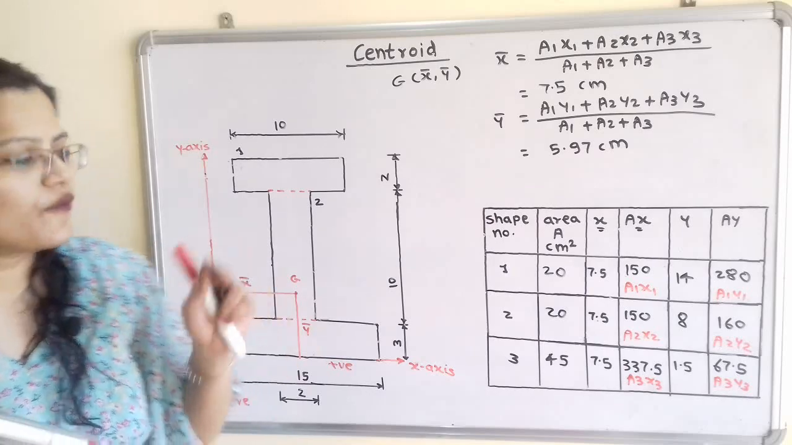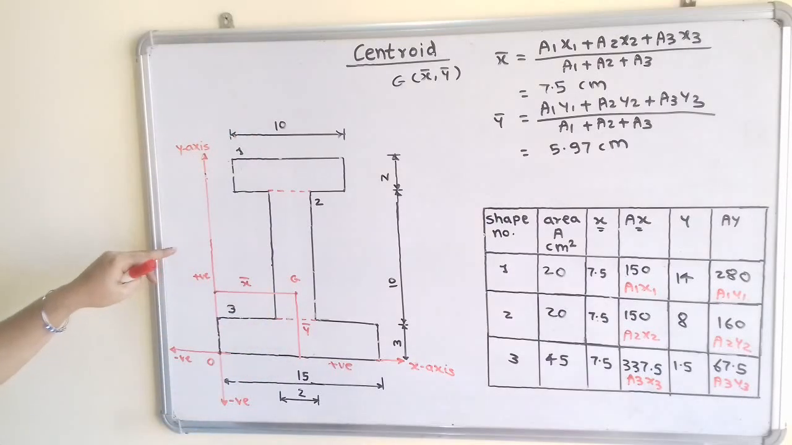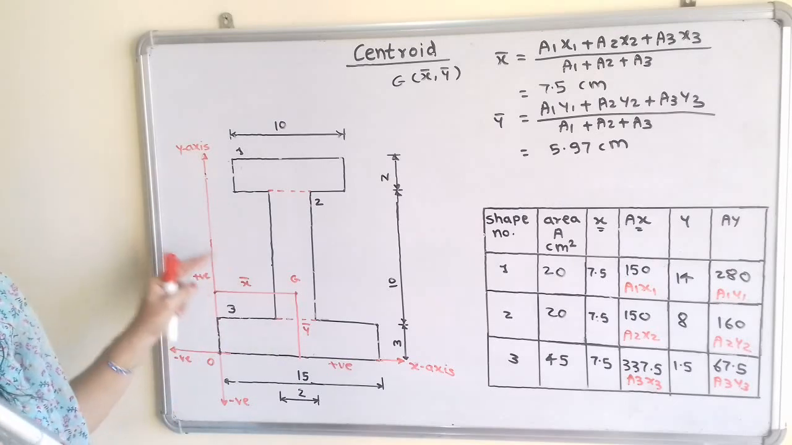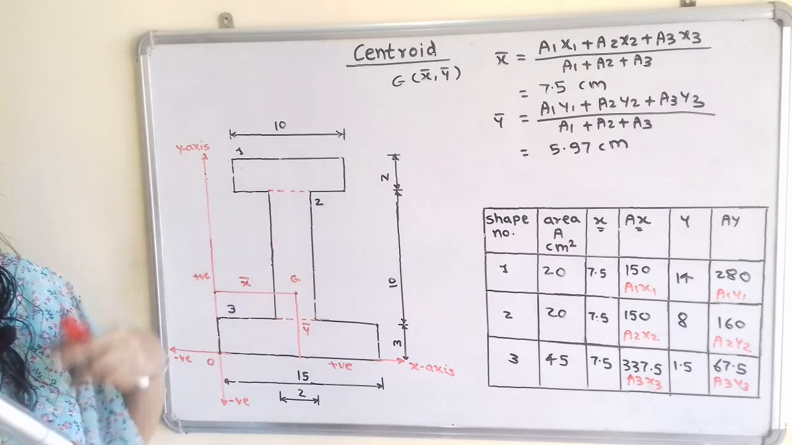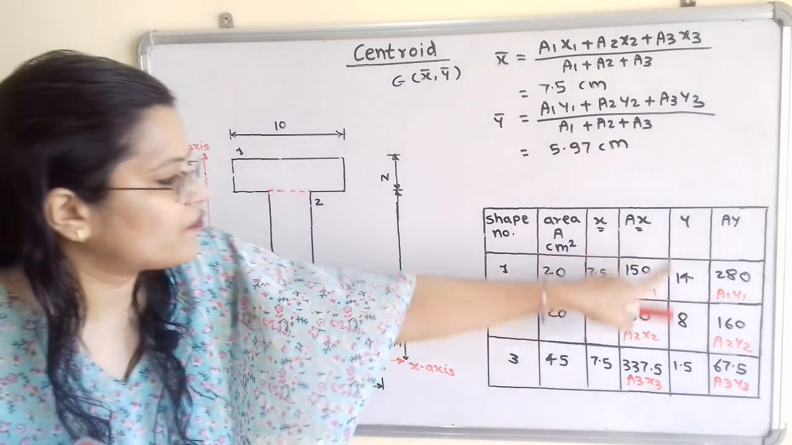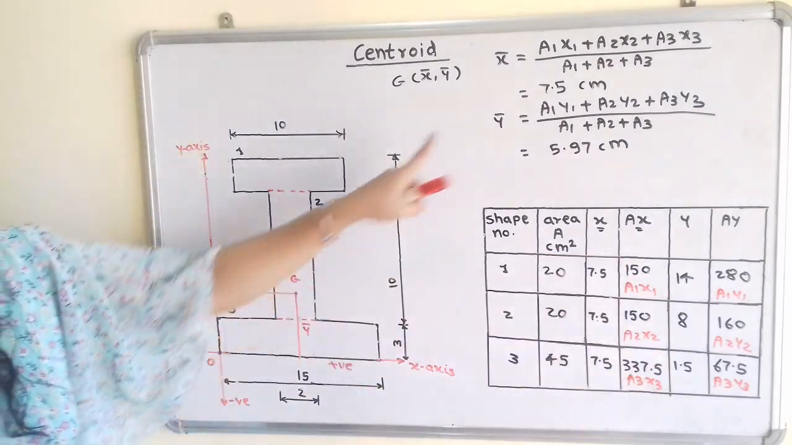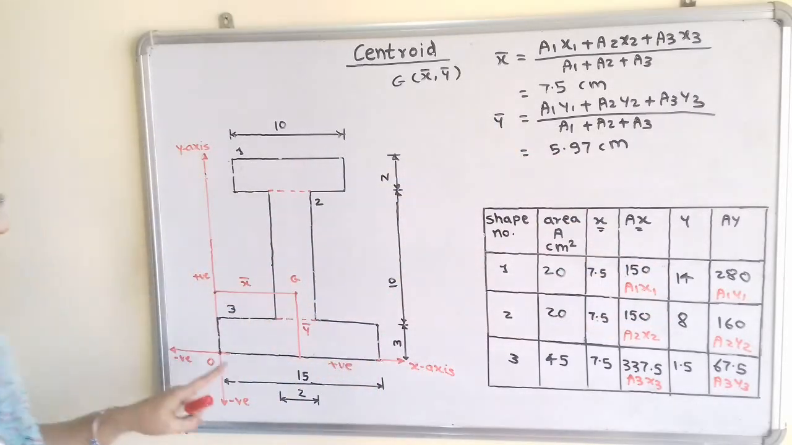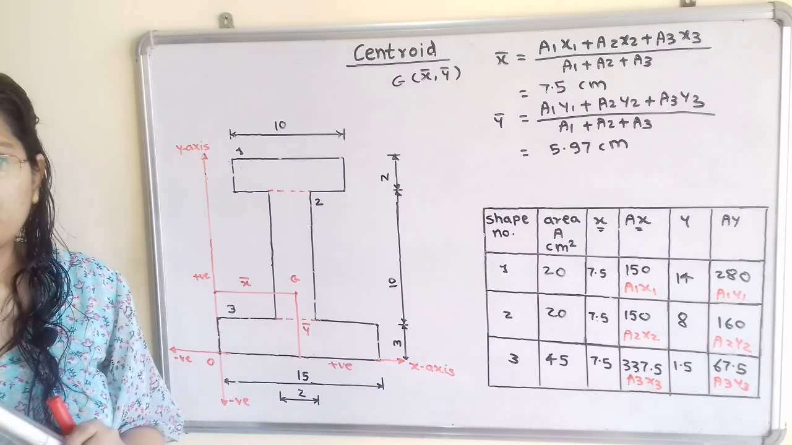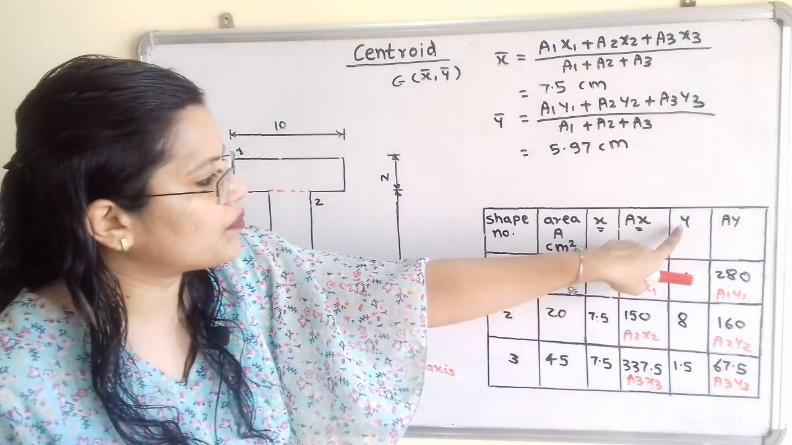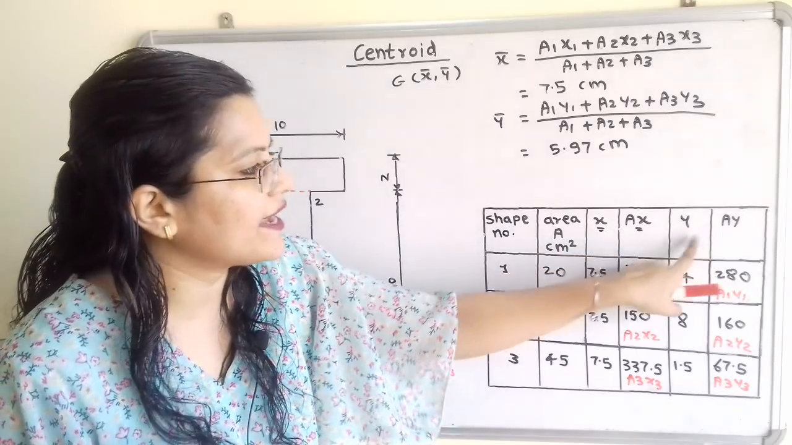Now what about when the diagram is symmetric about the horizontal line? So whenever the diagram is symmetric about the horizontal line, in that case the value of y is the same for all the shapes and the y bar is also equal to the distance of the center line from this x-axis. So in that case it is not necessary to prepare the table for these two columns y and ay.